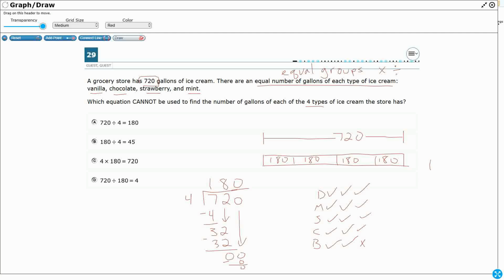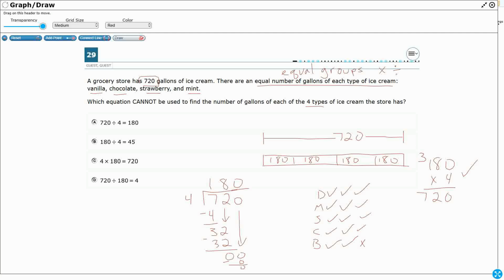If we want to double check, we can just do the inverse operation. We can say, what if I had four groups of 180? What's that going to give me? 4 times 0 is 0. 4 times 8 is 32. 4 times 1 is 4. Add that 3, is 7. 720. So we're good to go.